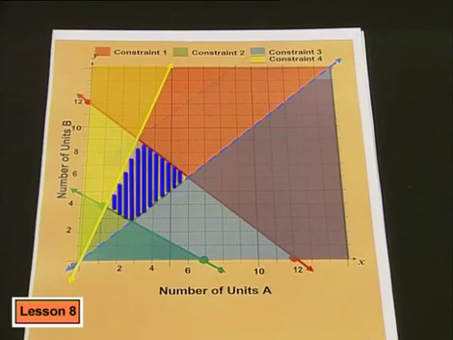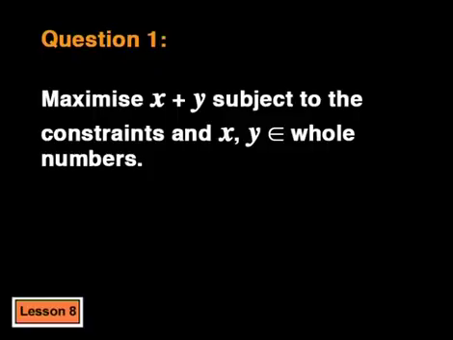Now that we have the feasible region, we need to find the optimal solution. But we don't have an equation to work with for this. We haven't been given an objective function yet. So, here is the question. Maximize x plus y subject to the constraints. We are also told that x and y must be whole numbers. In other words, no fractions. So we must find the largest possible value of x plus y in the feasible region.